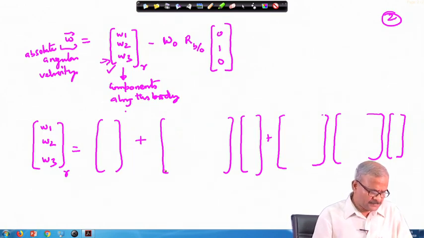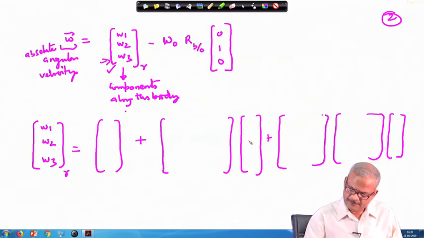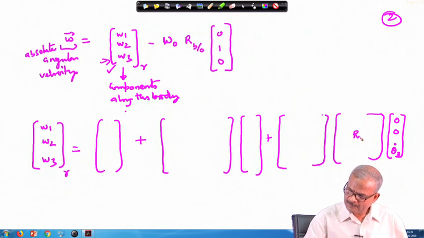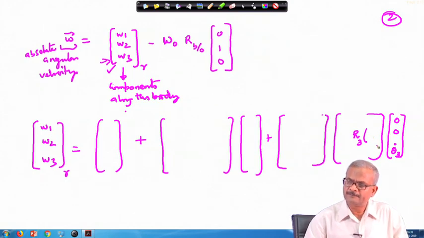Okay, so we need the conversion of this. Here, the first rotation is about the third axis. So you have theta 3 dot here, in this place this part was 0 0, and this is your rotation about the third axis. To convert this into the body frame, we need the rotation by theta 2.